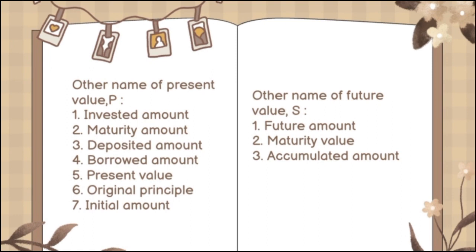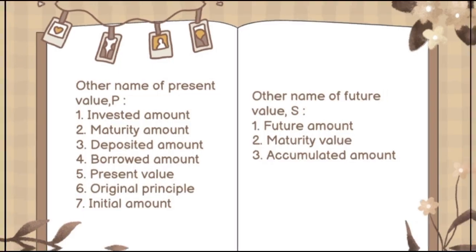The other names of principal value, P, are invested amount, deposited amount, borrowed amount, present value, original principal, and initial amount. And the other names of future value are future amount, maturity value, maturity amount, and accumulated amount.